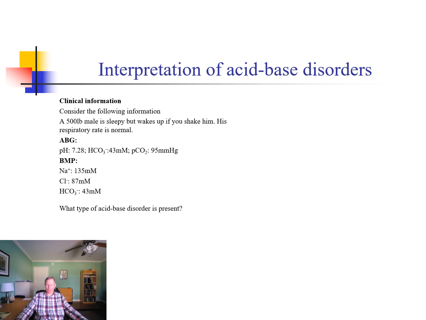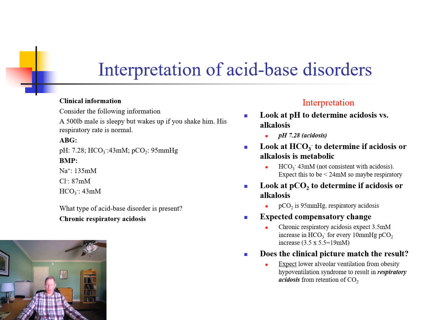What's the acid-base disorder? So, pH 7.28, acidosis. Bicarbonate 43 is certainly not consistent with a metabolic process. We expect that to be less than 24, so I'm going to look at my CO2, which is very high, 95, should be 40. So this is consistent with a respiratory acidosis. Now I have to look at my table and see whether it's consistent with an acute or a chronic. If I do that compensatory change calculation, I find that this is consistent with a chronic respiratory acidosis.